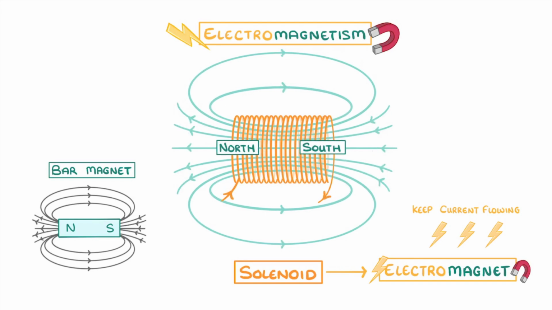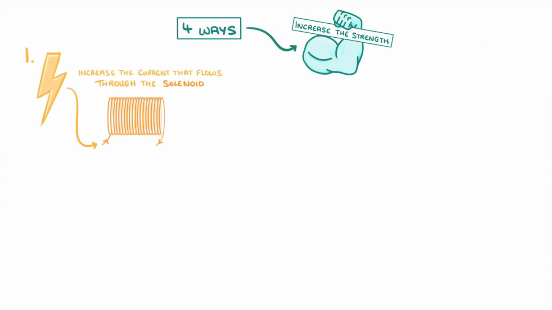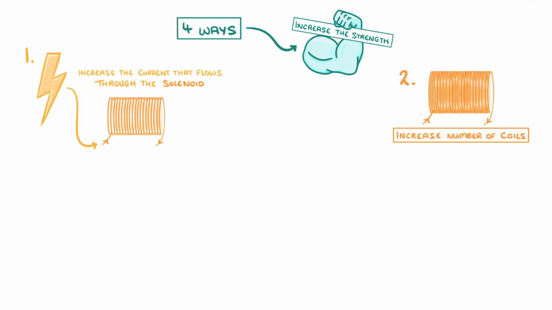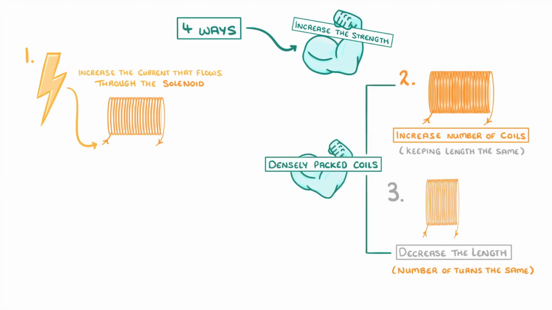Now, the problem with our electromagnets here is that a small electromagnet like this one would only produce a very weak magnetic field. So you need to know the 4 ways that we can increase an electromagnet's strength. The most obvious way is just to increase the current that flows through the solenoid. Second, we can increase the number of turns in our coil while keeping the length of the solenoid the same. And similarly, we could decrease the length of the coil while keeping the number of turns the same. Basically, solenoids that have very densely packed coils will be the strongest.